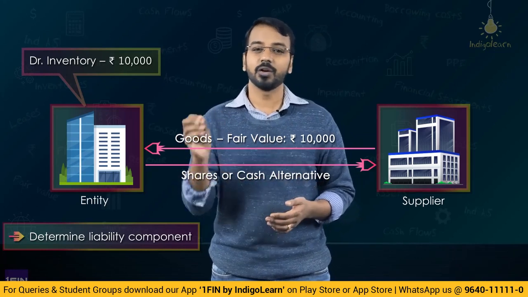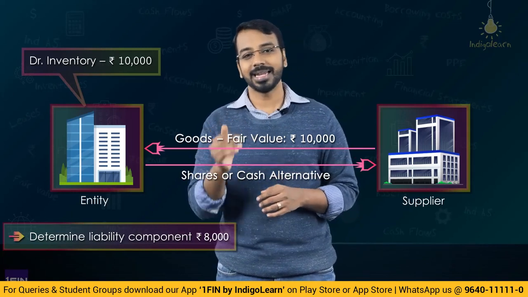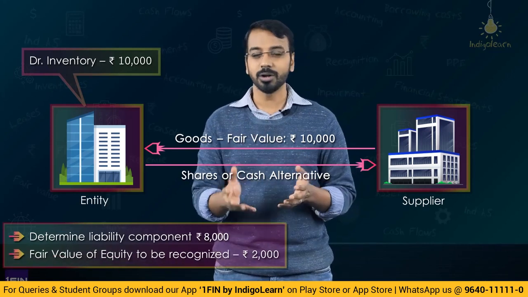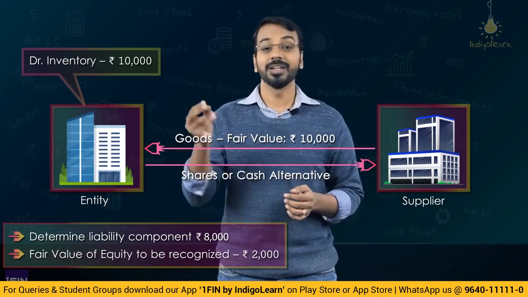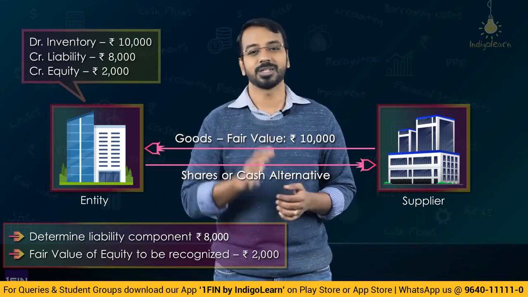So say the fair value of the liability component comes to 8,000. The difference between 10,000 and 8,000, the 2,000 of difference, will be considered as the equity component. So you will debit inventory by 10,000, credit liability 8,000 and credit the equity component 2,000.